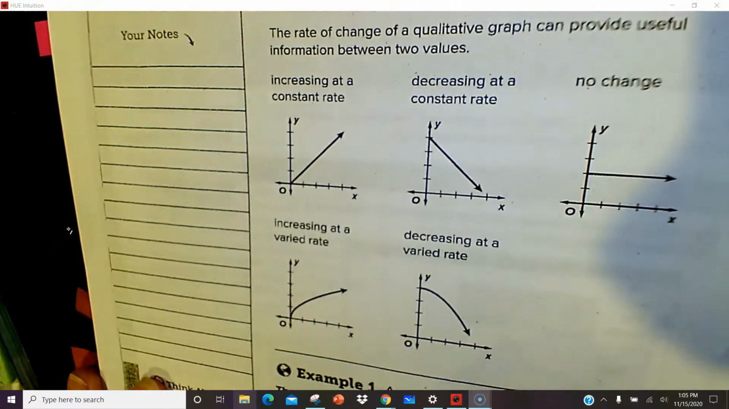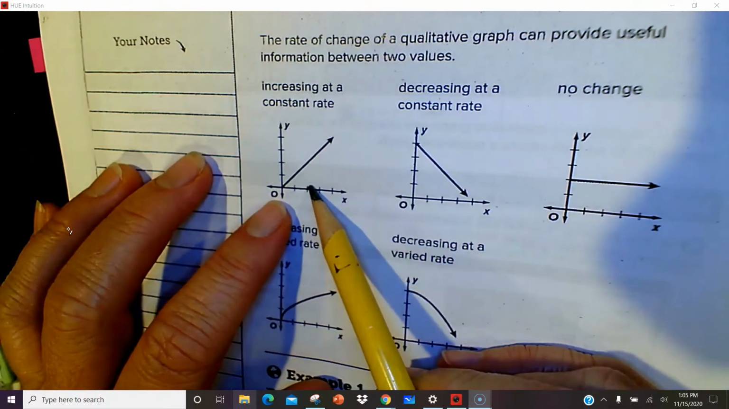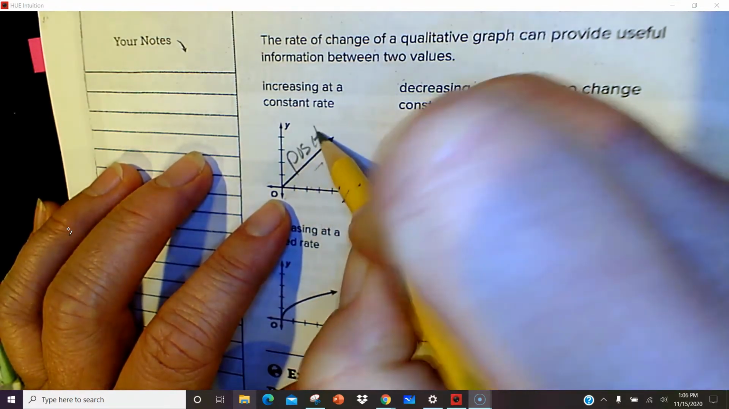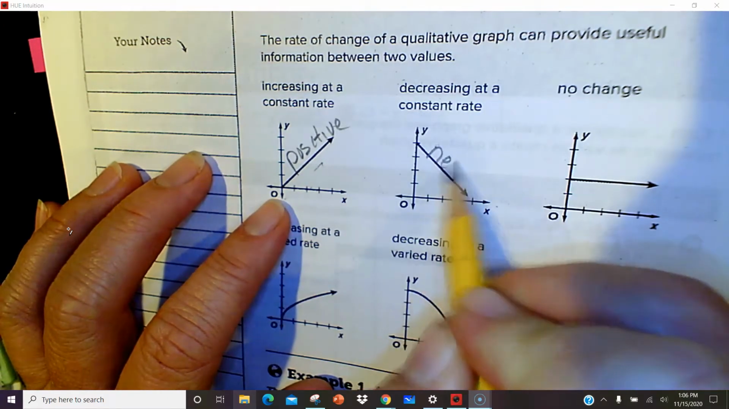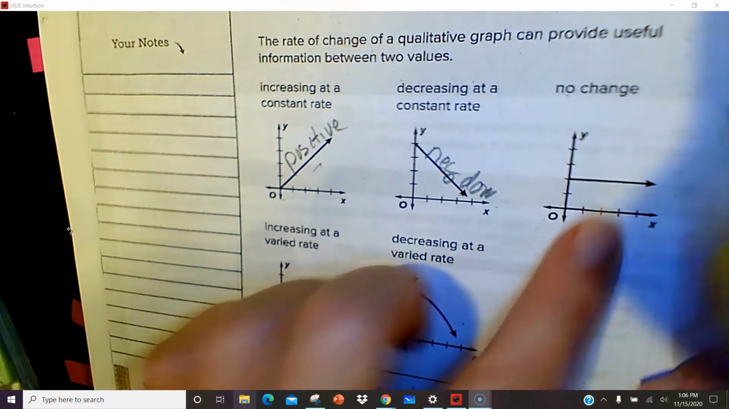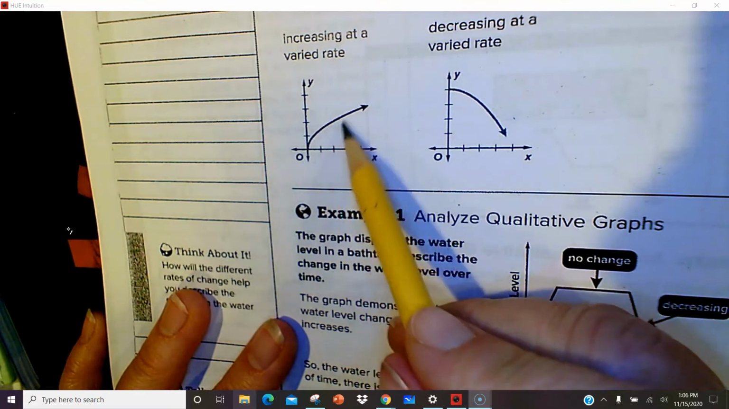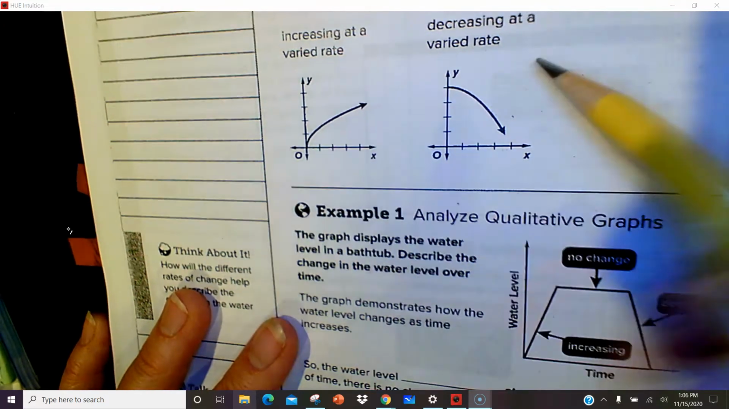Well, here we go. Here's some of our examples of that. We have increasing at a constant rate, decreasing, right? I'm going up, it's positive, and this is negative, going down. Here, we don't have any change. Our m is 0. There's no change at all. This is at a varied rate. It's kind of going up. It's on a curve. Here, it's kind of going down on a curve.